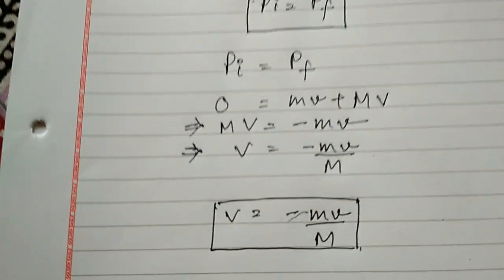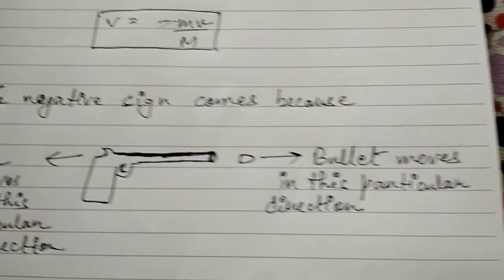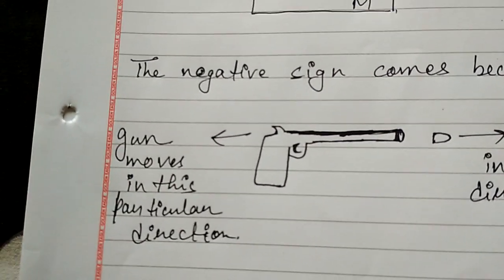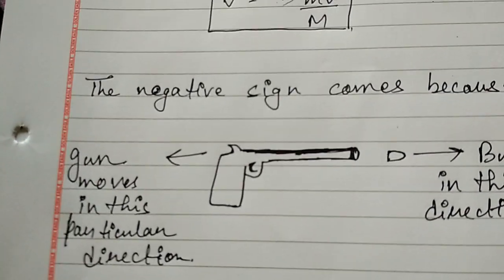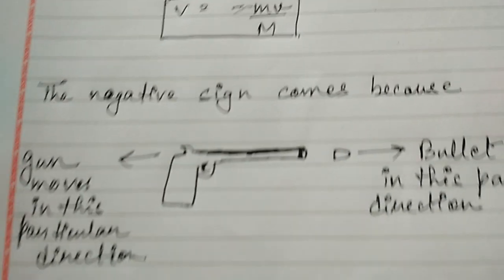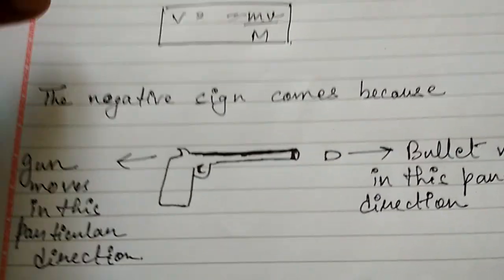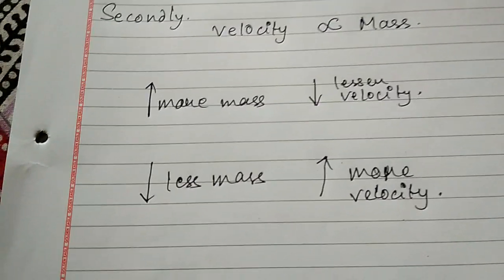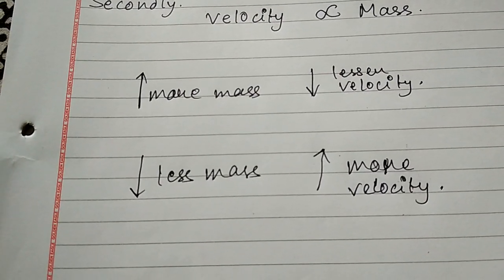So it's very simple. The negative sign comes because when we fire a bullet from the gun, the bullet moves in this particular direction and the gun moves backward in another particular direction. That is, the force on the bullet and the force on the gun are both acting in opposite directions, so the negative sign gets introduced at this particular point. And secondly, the velocity is inversely proportional to the mass. That means more the mass, lesser will be the velocity, and less the mass, more will be the velocity.